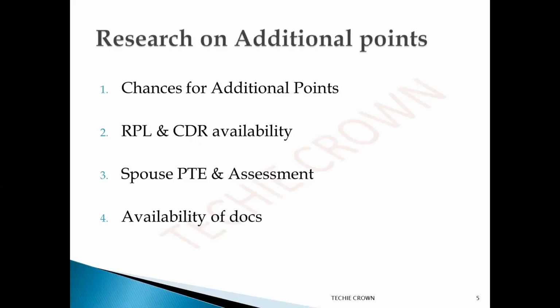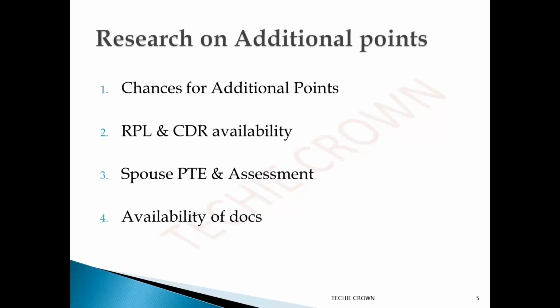Because if you apply with 75 points, it will take almost 6 months to 1 year to get an invite, and it may vary based on the number of applications and the policies of Australian immigration. So I would always recommend doing enough research to see if you can increase your points in any of these categories.